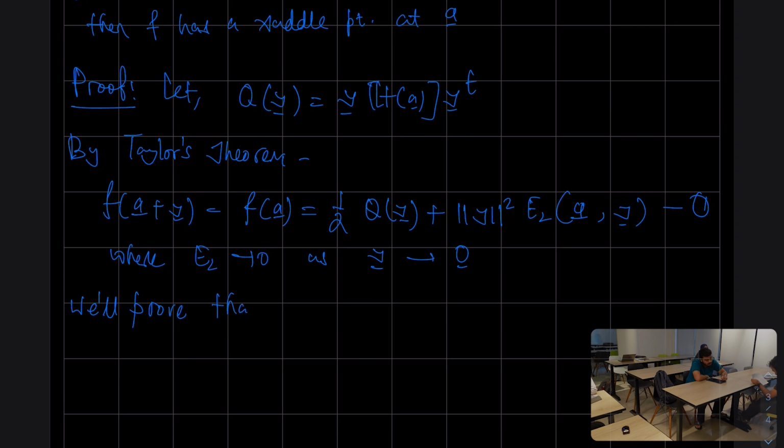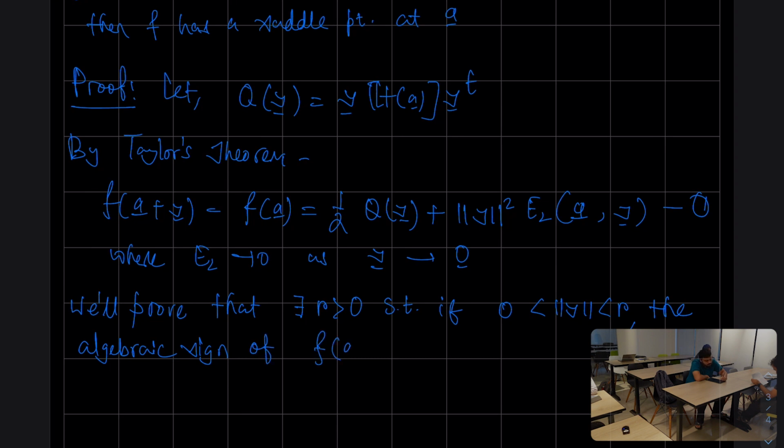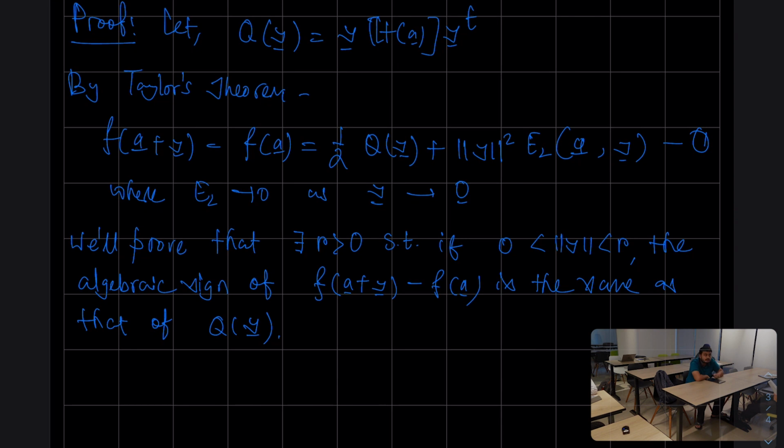So we'll prove that there exists some r which is a positive number such that if y is bounded from 0 to r, the norm of y, the algebraic sign of the difference is the same as that of q of y. Okay.